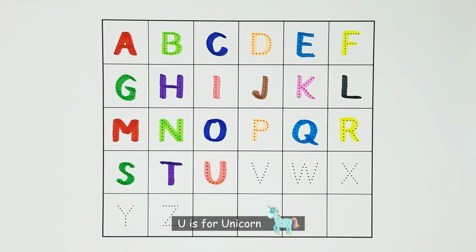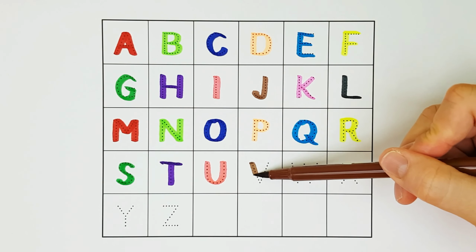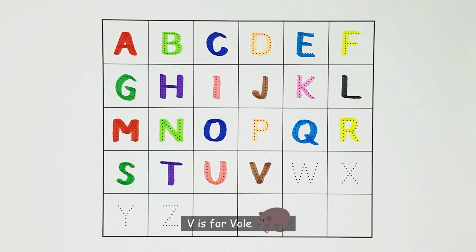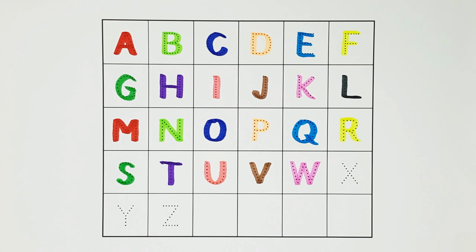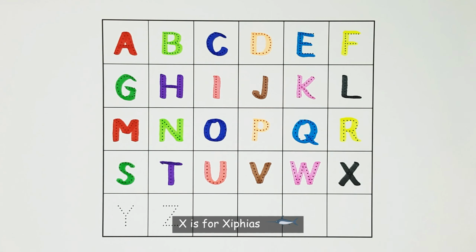U is for unicorn. V is for vole. W is for woodpecker. X is for zephyrs.